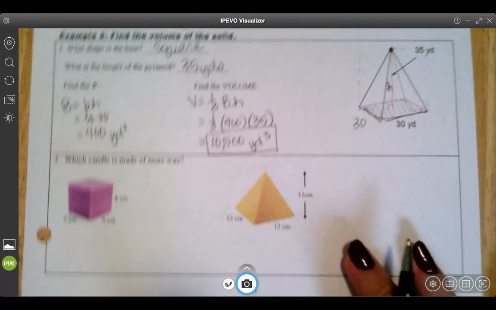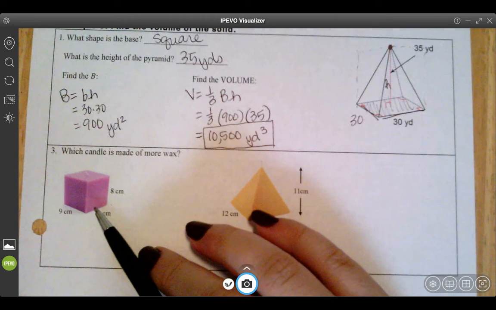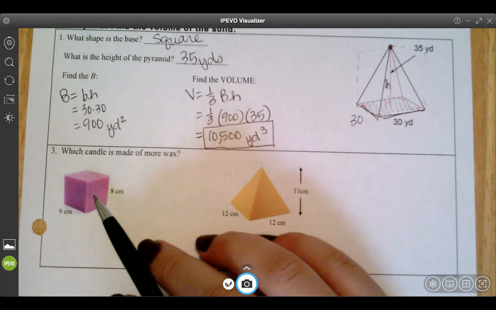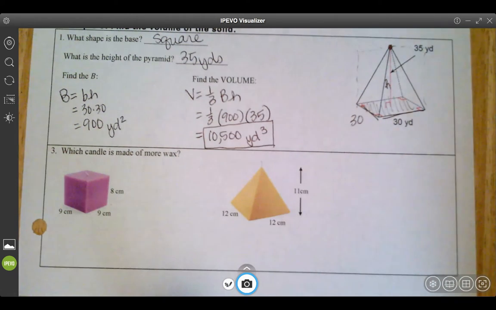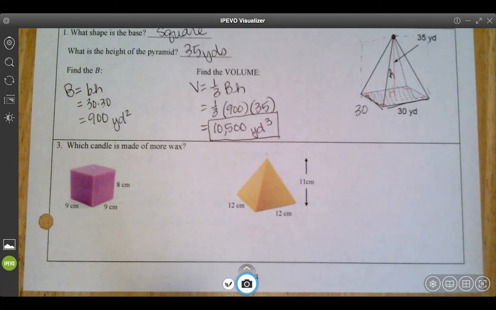Okay, we'd like to compare these volumes. We have 2 candles. We want to know which one has more wax. In order to find out how much wax, we need to find the volume of each of these shapes. I'd like you to go ahead and try finding the volumes. We'll go through it together and compare them.